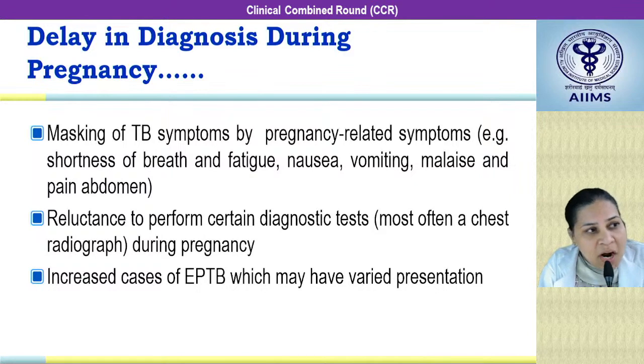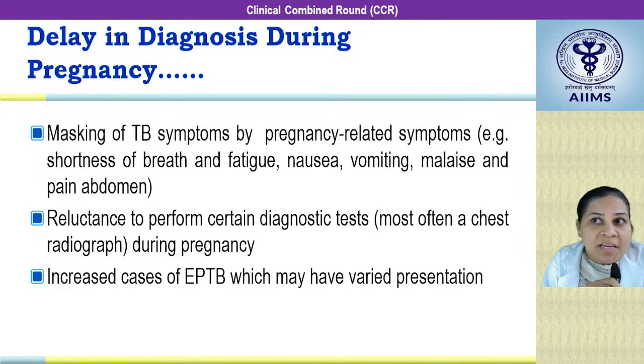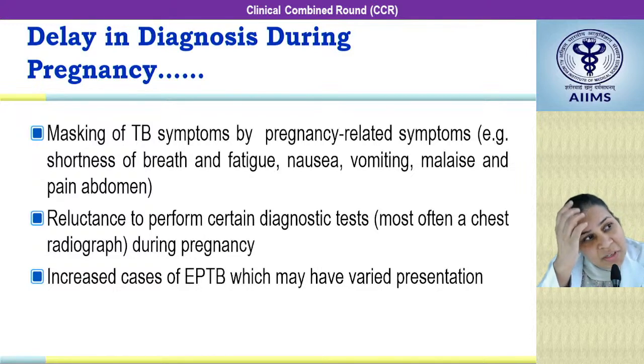Also, poor outcomes are because of the delay in diagnosis during pregnancy. The delay in diagnosis during pregnancy is because of masking of TB symptoms by pregnancy-related symptoms like shortness of breath, fatigue, nausea, vomiting, malaise, and pain abdomen. These could be attributed to the pregnancy also. And there is reluctance by the healthcare worker to perform certain diagnostics, especially the X-ray chest, because of their fear of X-ray exposure to the fetus. There are also increased cases of extrapulmonary tuberculosis in pregnancy, whose presentation is so varied that it is very difficult to clinch the diagnosis because there is a vast variety of presentations.